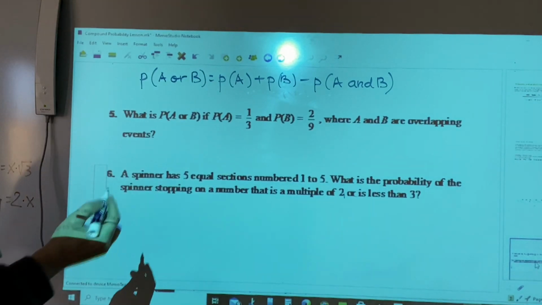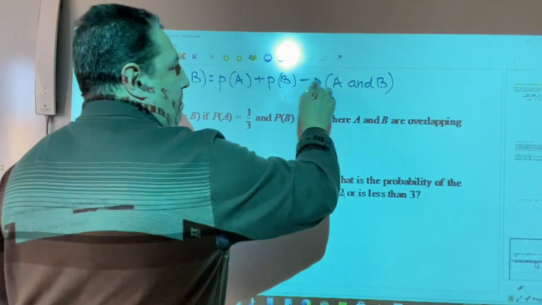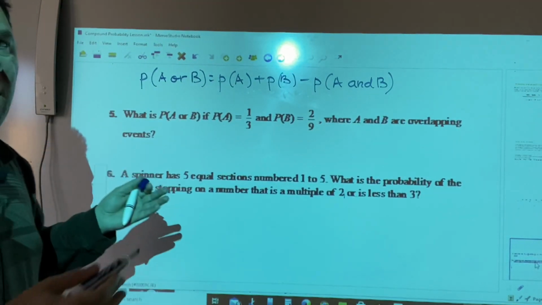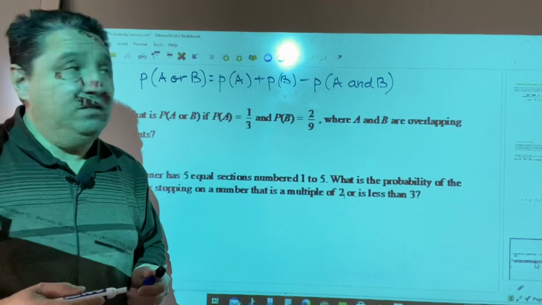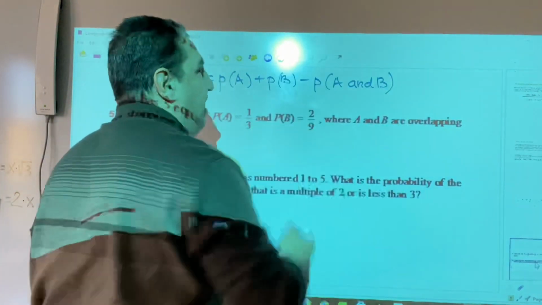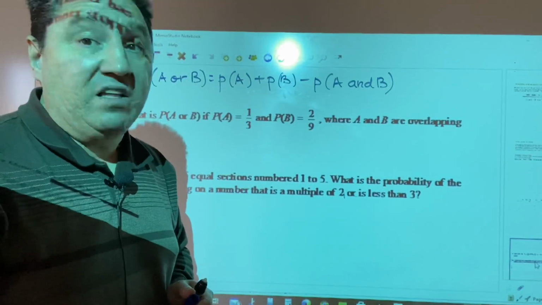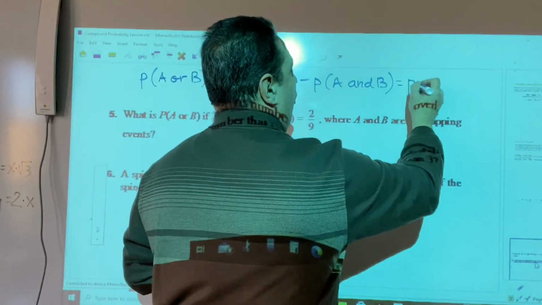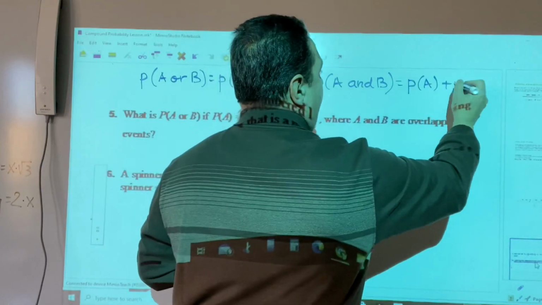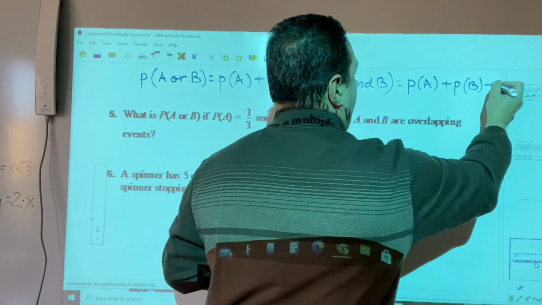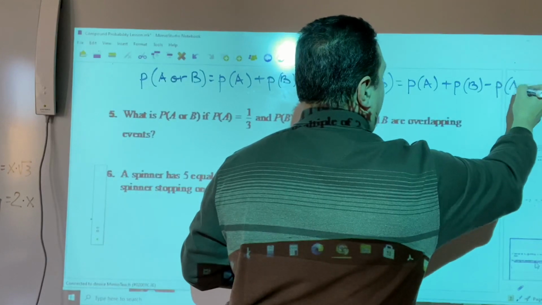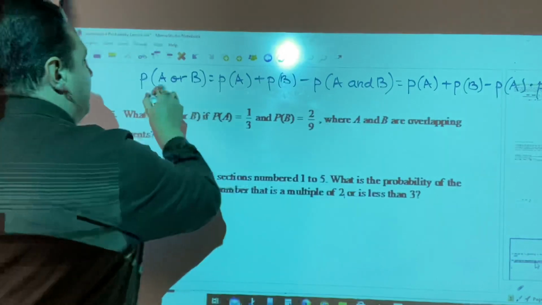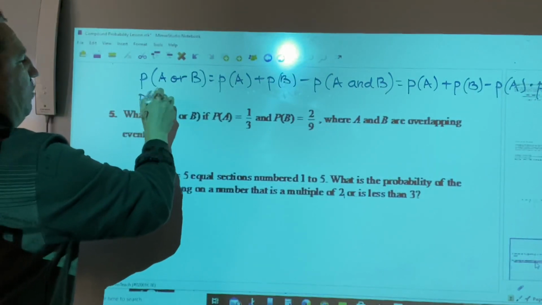Yeah? So, P of A and B, because these two events are independent, we can replace P of A and B by the product of P of A and P of B. So we're going to have P of A plus P of B minus P of A times P of B, right? So let's find P of A or B.